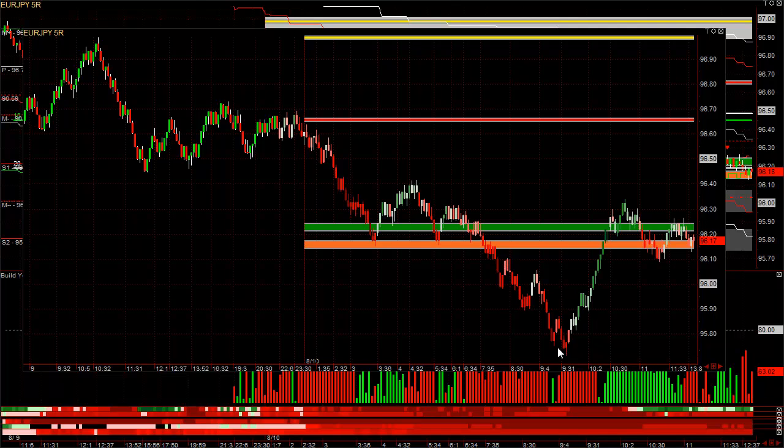You can see down, down. And then as it starts to retrace back up, notice this is really the darkest green the bars have been. You might buy this breakout right here.